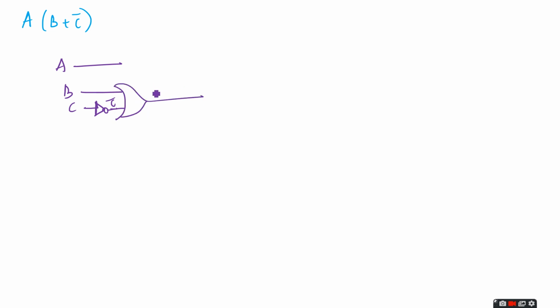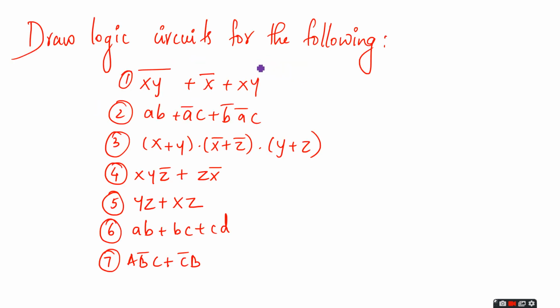Now next is X double complement. Take X, pass it through a NOT gate, and we'll get X complement. Again pass it through a NOT gate, and we get X double complement. Next, A into (B plus C complement). So we'll take A, then B, then C. In order to get C complement, pass it through a NOT gate, and we'll get C complement. After that, pass B and C complement through an OR gate, and we'll get B plus C complement. Then we'll pass both of these through an AND gate, and we'll get A into (B plus C complement).